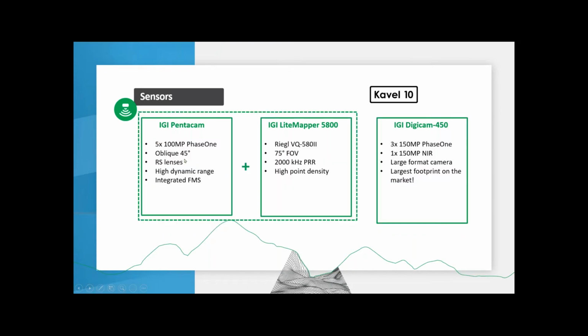So what is inside those sensors? The Pentacam consists of phase 1 sensors. So we have 5 times 100 megapixel. As Jim already told you guys, so we have 4 oblique images.